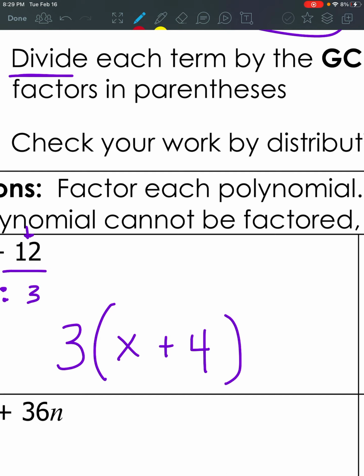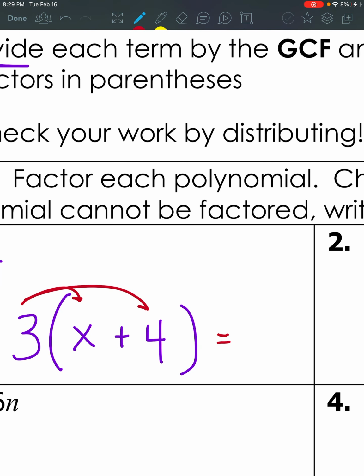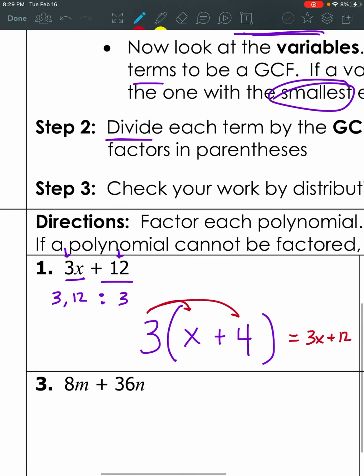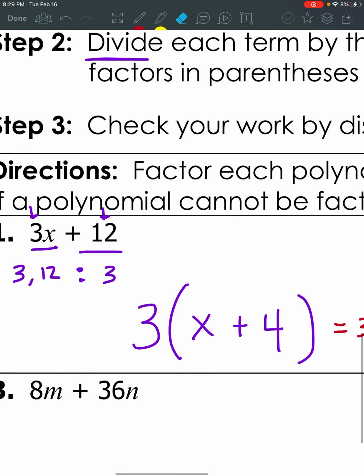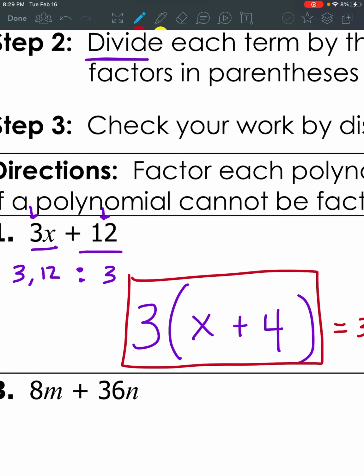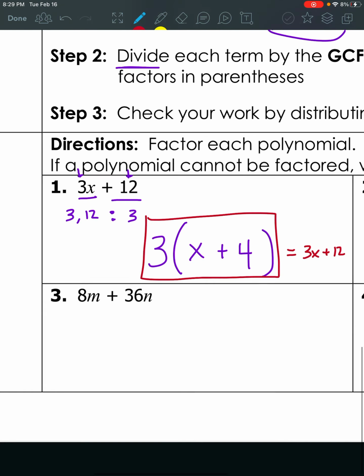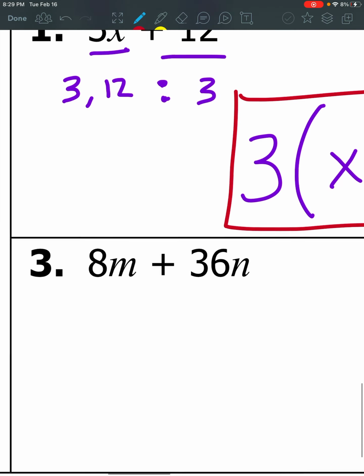So if we went off to the side and distributed that 3x and the 3 to the x and the 4, we'd get 3x plus 12, and you want to make sure it always goes back to what you started with, which it does. So we know the factored form of 3x plus 12 is this 3 times the quantity of x plus 4. Okay, I'm going to jump straight below it.